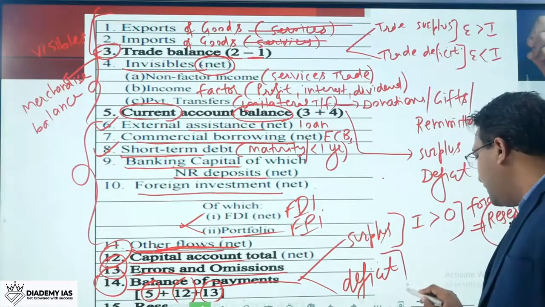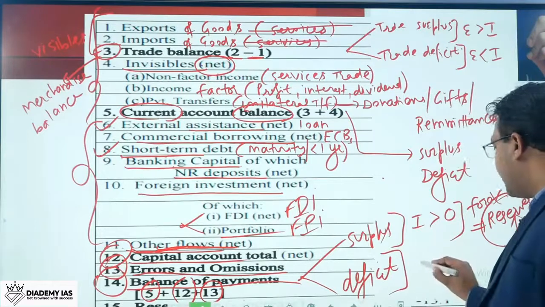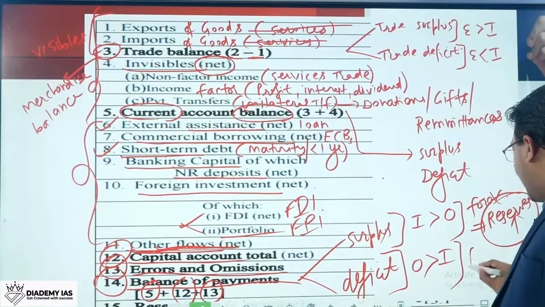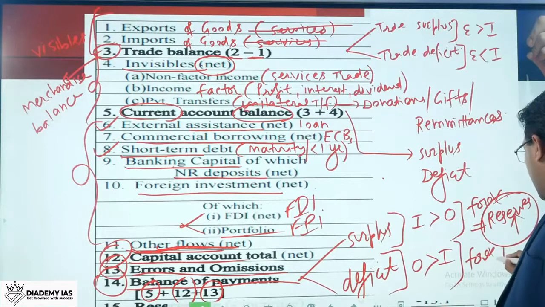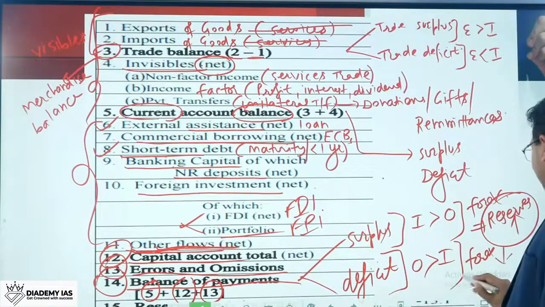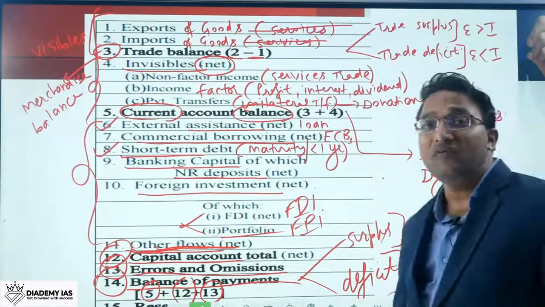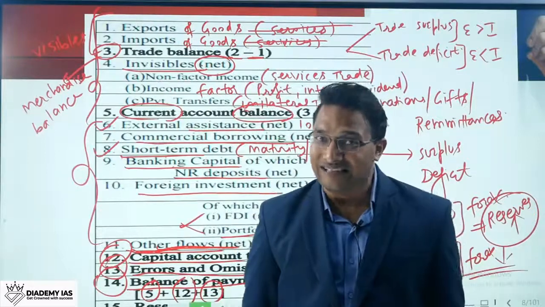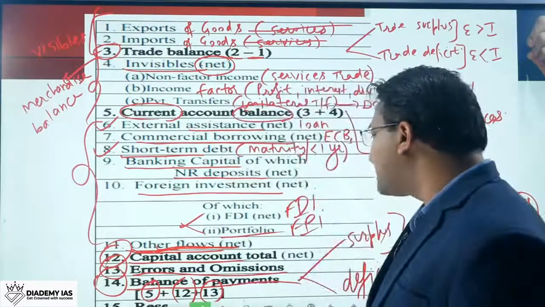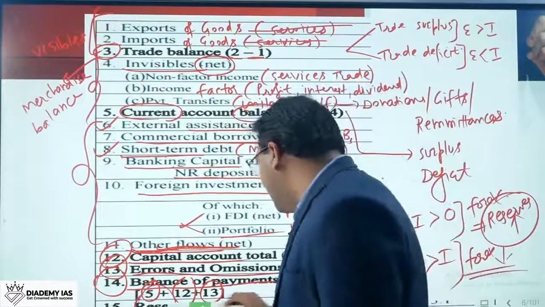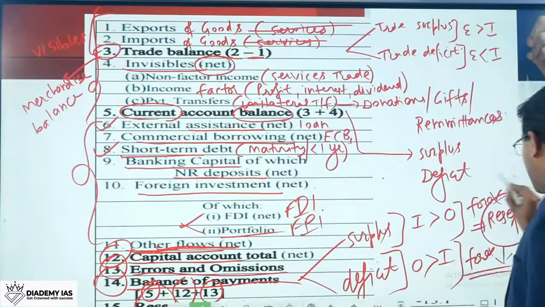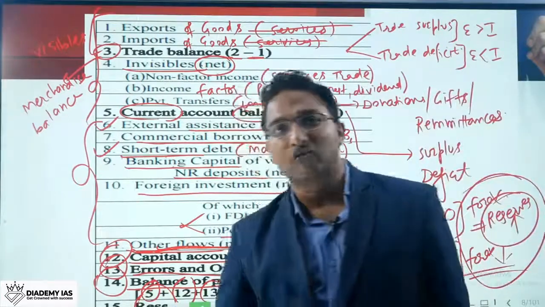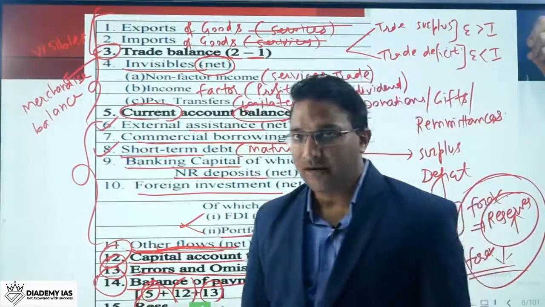And in case this BOP is in deficit, that means the outflow is more than inflow. That means our foreign exchange reserve will decrease, right? So BOP deficit has the impact of a decrease in the foreign exchange reserve. We will discuss the concept of foreign exchange reserve in the subsequent session. And the last item is the reserve. Reserve increase or decrease is happening because of the balance of payment, right?